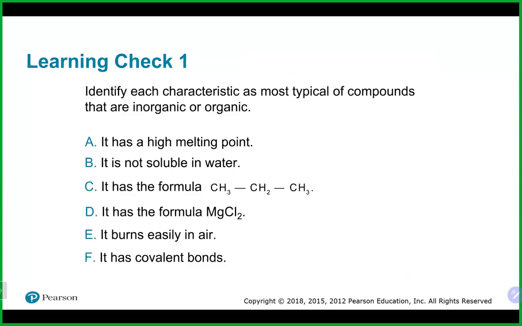So we want to identify the characteristics as either inorganic or organic. Has high melting points would be inorganic, right? Is not soluble in water would be organic. Has the formula like this, that looks like carbons and hydrogens, so that's going to be really the basis of organic. That is an ionic compound, so that's inorganic. It burns easily in air, that's going to be organic.